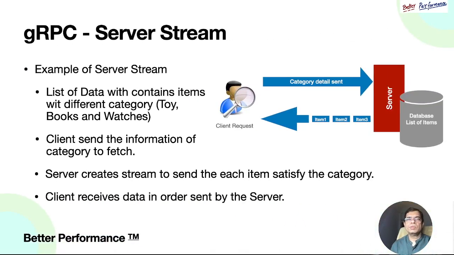The example we are going to take for server streaming is, we will have a list of items. It will be a static list, and we will send a request with a category to the server. The server will send the response of all the items satisfying that category, and it will come back to the client. The client will fetch all the information as a stream. Also, it will be sent in order, and the client will receive it in the same order from the server. So let's jump over to the application and see how it can be coded.